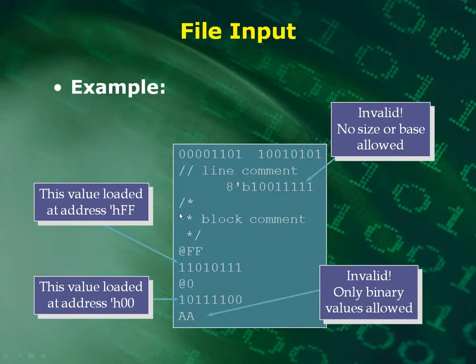Here's another block type comment. Here's where we've changed the address to FF. So this next value after this is going to be loaded at address FF. And then here we've changed the address to 0. So the next value right here will be loaded into address 0. And then this is invalid. Okay, so we were doing binary. We can't mix and match hex and binary. So this is a no-no.